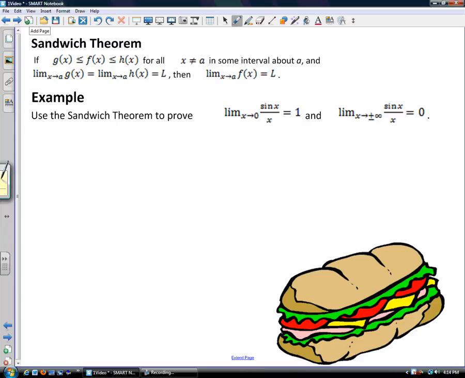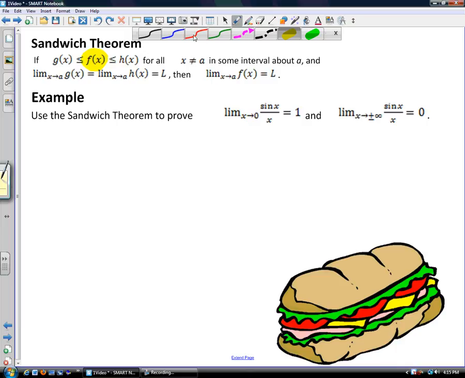And the last thing we need to discuss is the sandwich theorem. The sandwich theorem says that if I have a function f of x, and it's squished in between a g of x and an h of x function, and I know that the limits of the functions it's squished between, as x goes to a, equal L, then the limit of my f of x function is also L at x equals a.